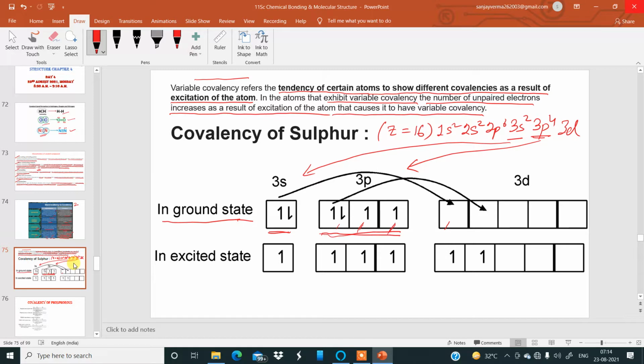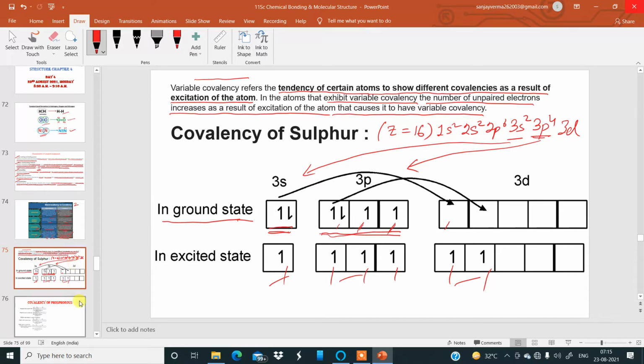Now again, when the next electron from the 3s orbital is transferred to the 3d orbital, then we have the 3s orbital, the 3p orbital, and two 3d orbitals being occupied singly by the electron. So it can show a covalency of 1, 2, 3, 4, 5, and 6. So that is how we get to see the rise of covalency in the case of the sulfur atom. Okay, so I think this is clear to all of you.